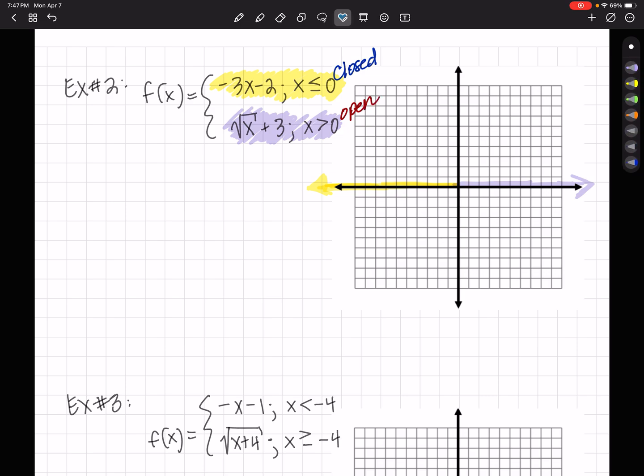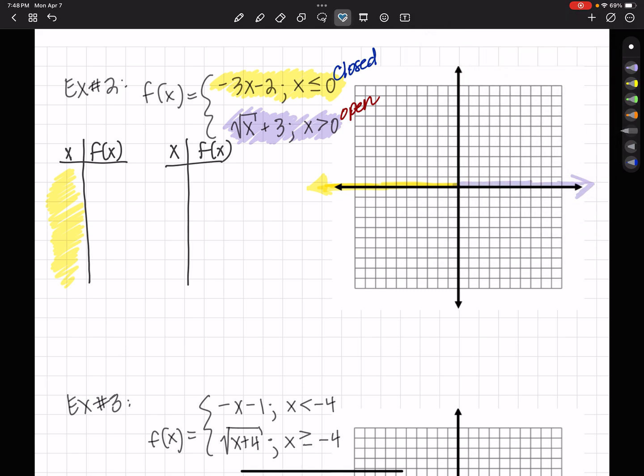I can make a table. I can make two tables. I've got x and f of x. This is for the yellow domain, and I can pick some values. And I can make another table if I don't have a lot of vertical room. And this would be for the domain of the purple piece.